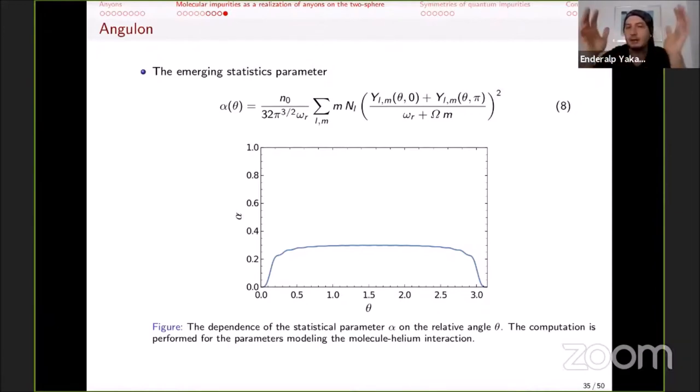But if you have a look at the graph and if you tune your parameters, you will see that this parameter is almost constant in the long range of theta. So this means that this parameter now behaves like an exact statistical parameter. So this is in fact how you realize anyons. So basically, if you immerse two molecules in a helium nanodroplet, and if you localize at the roton minimum, and if you go to the high mass limit, then basically the low spectrum should obey anyonic spectra.